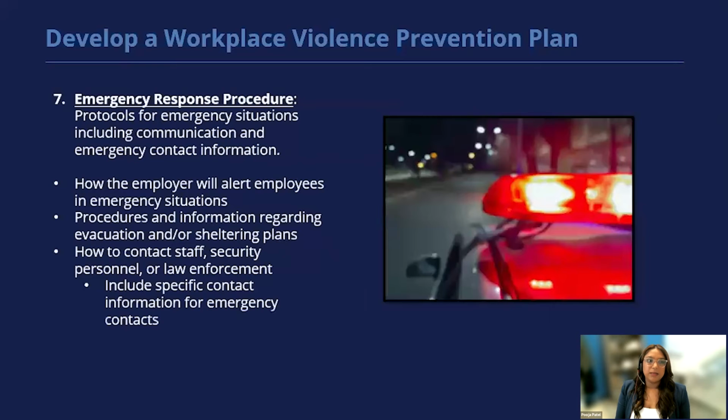The seventh element is what are the protocols for emergency situations, including communicating with emergency contacts. So how is the employer going to alert employees in an emergency situation? What are the procedures for evacuation or for sheltering in place? How can employees contact staff, security personnel, or law enforcement? Who is the emergency contact for the employer?